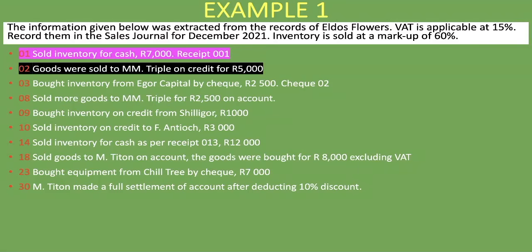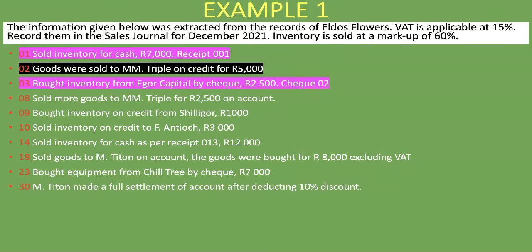On the 3rd, we bought inventory from Ego Capital by check, 2,500 Rand, check 02. Now it should be easy for us to say it does not go into the sales journal because we were buying inventory, we were not selling inventory on credit. So let's highlight that one in purple because it does not go into the sales journal. On the 8th, we sold more goods to Triple for 2,500 Rand on account.